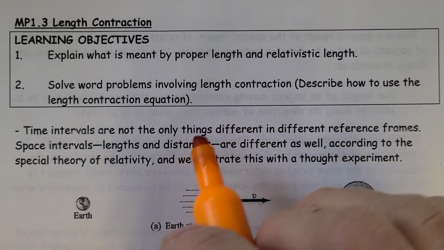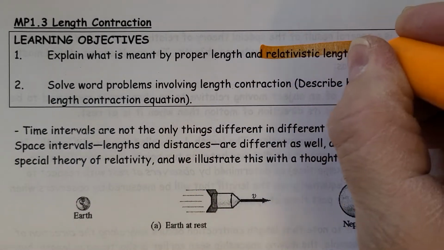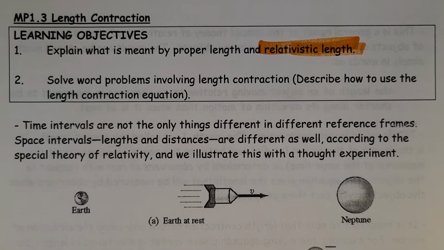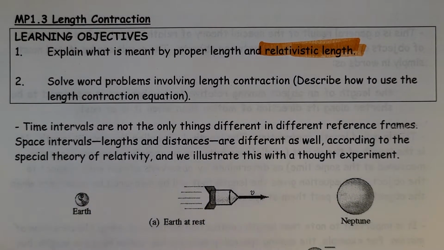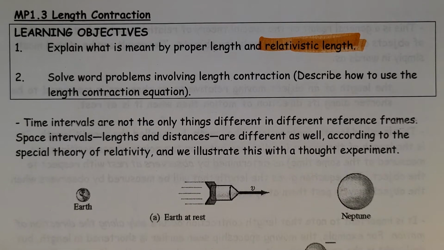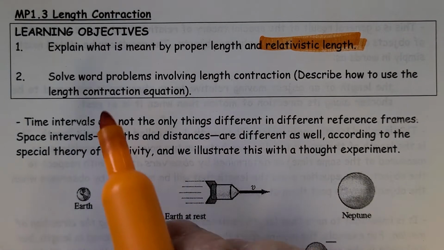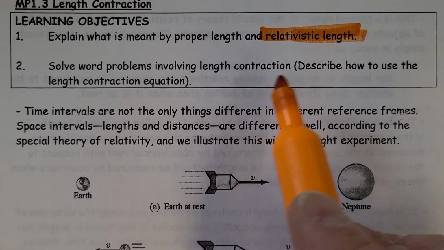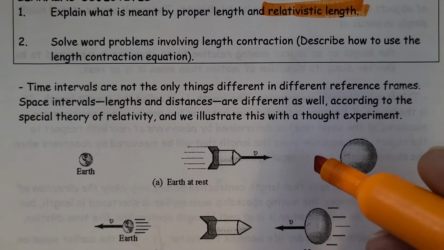So we looked at relativistic time. Now we're going to look at something referred to as relativistic length. And we'll see there's a lot of relativistic something or others. But in this part, we're only going to look at time and length for our MP1 investigations. So solve word problems involving length contraction, and describe how to use the length contraction equation.